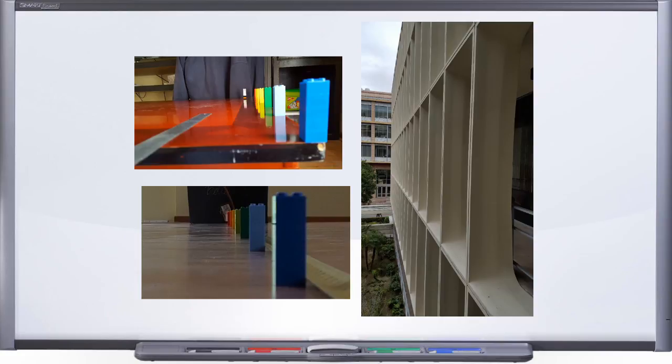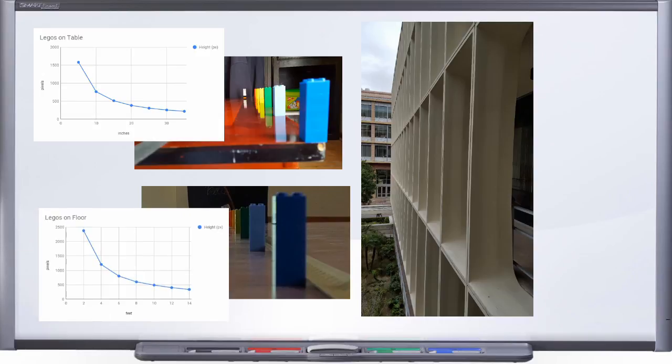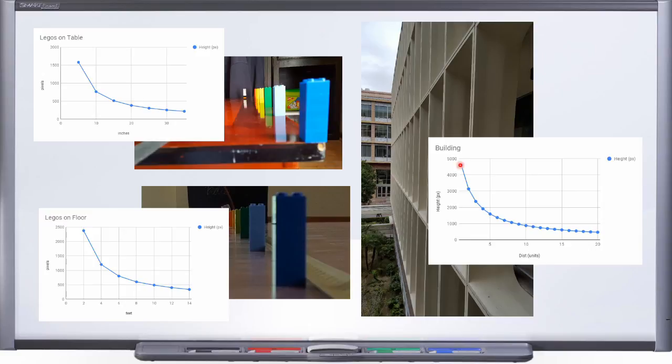Here's that first one of the Legos along the table with that curve shape. Here's the second one with the Legos along the floor with 2-foot separation in between them, and again it has the exact same curve shape. So how about the buildings with much larger separation? Again, we see this curving shape. So how do we extrapolate this out to where it intersects the horizon? Where is that vanishing point?